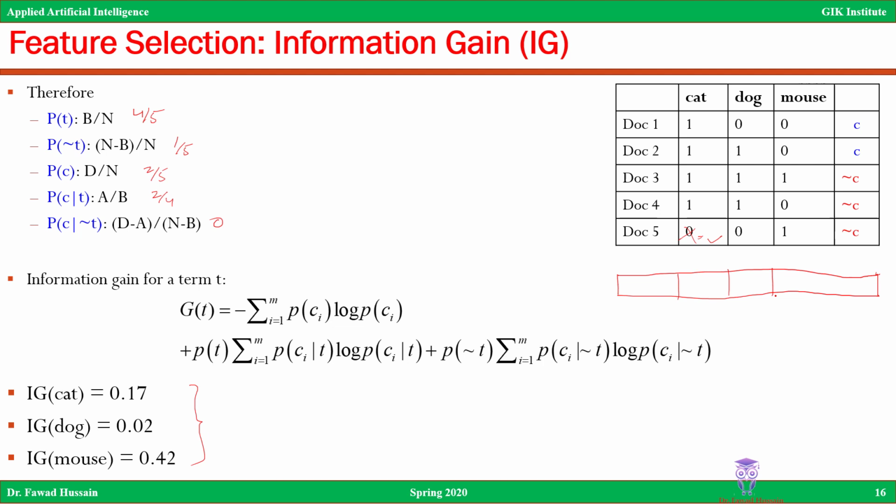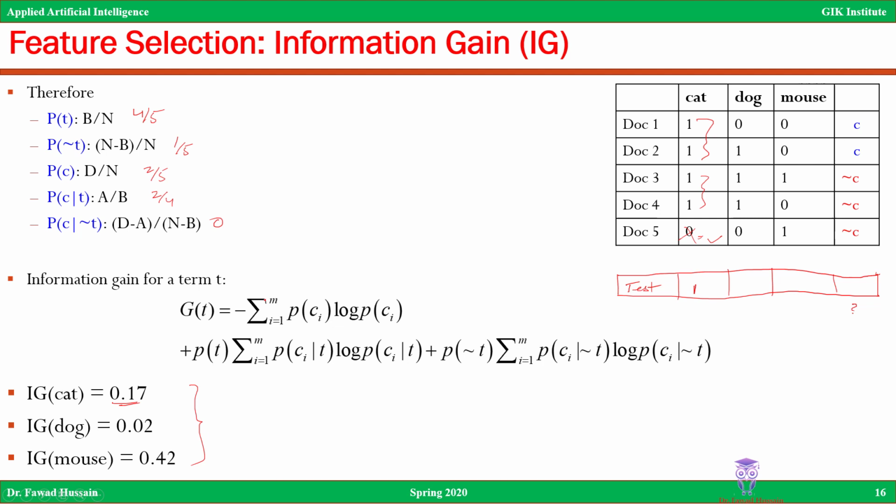Basically, what I'm saying is that I have my test document. Once I know that it contains the word cat, I cannot guess what the category is, because cat occurs in the training data. There are 2 instances of cat here and there are 2 instances of cat here. And we can see that the information gain here is not very much.